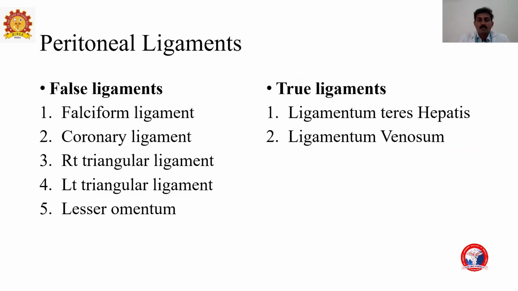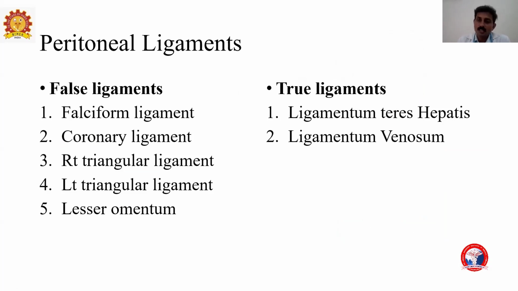Now, what are peritoneal ligaments? Peritoneal ligaments are the peritoneal folds present on the surface of the liver. We divide them into true ligaments and false ligaments. How do we say true ligament and false ligament? Both are peritoneal ligaments only. If the ligament has some embryological remnant, they are called true peritoneal ligaments. If they don't have any embryological remnant and it's just a reflection of peritoneum, we call them false ligaments.